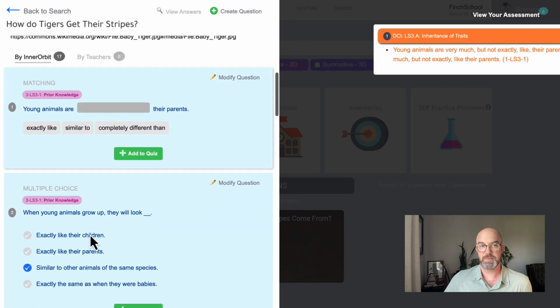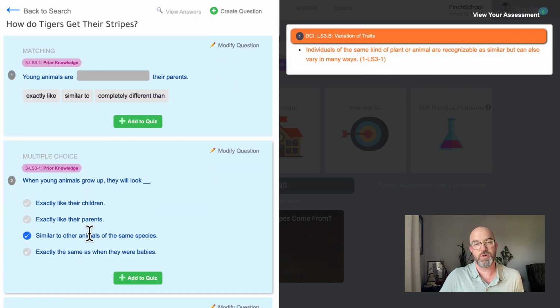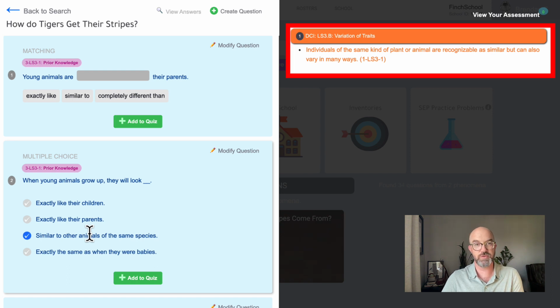And now I'm going to walk you through 4 different question types, kind of like 5, but 4 basic types to help you scaffold up to that rigorous performance. So the first questions that we write are called prior knowledge questions. Because this is a third grade standard, there is knowledge that students should have from first grade that precedes this standard. So this standard we looked at has 2 different DCIs.